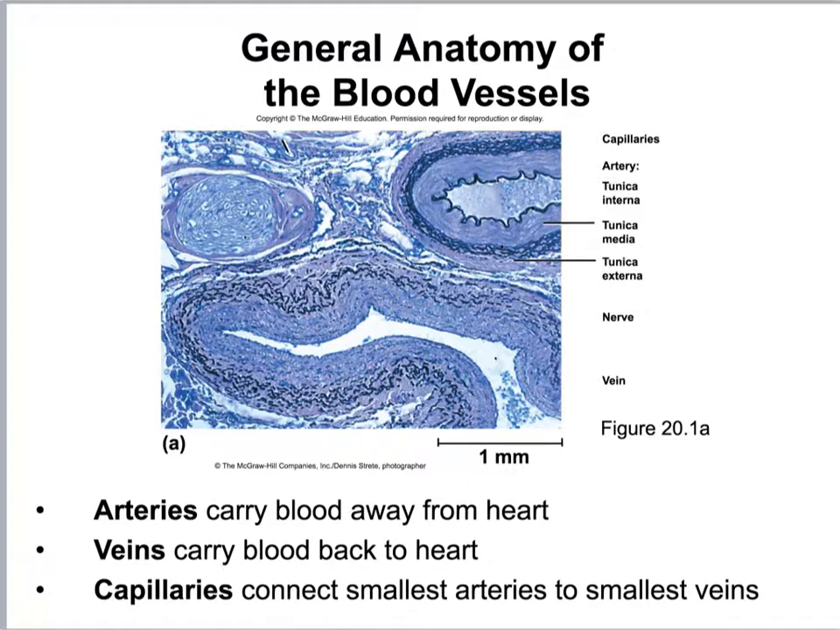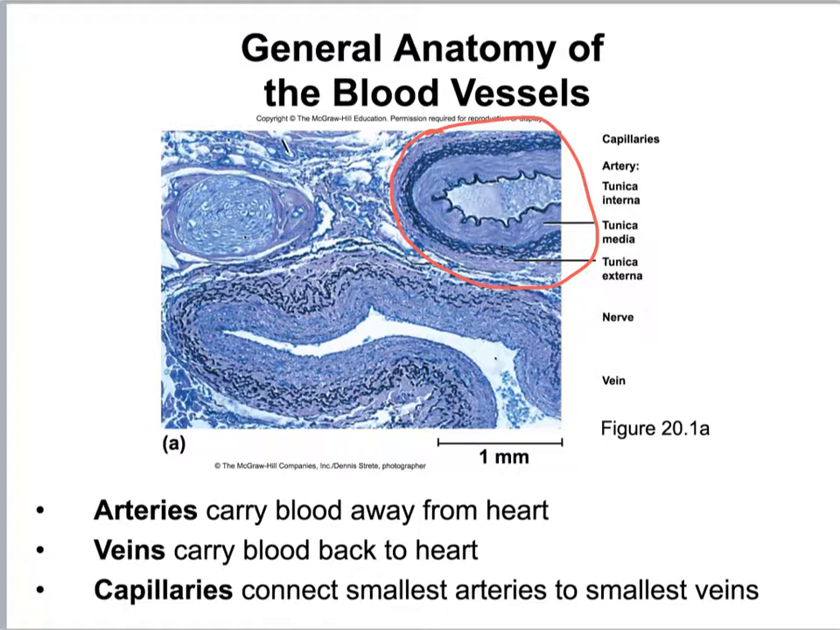You can distinguish between arteries and veins. So this that you see up here, this is a neurovascular bundle. This is fairly commonly seen where you have an artery, a nerve, and a vein all running together. And this up here, that's an artery. Arteries and veins have basically the same structures, but they're going to be of different thickness and robustness.